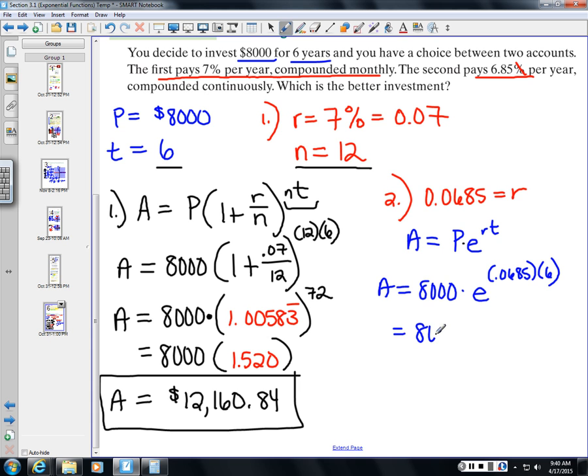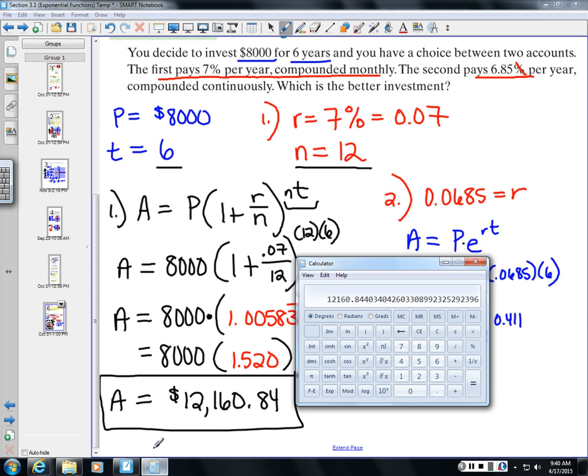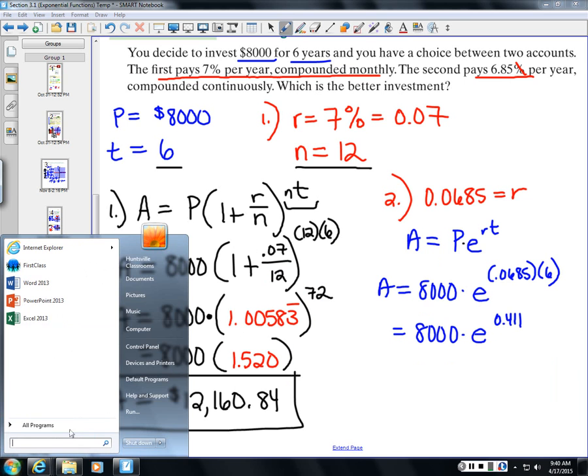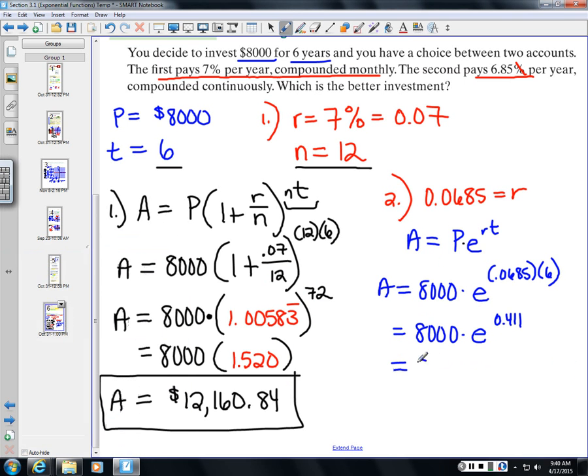On this one, this is going to be 8,000 times e to the 0.411 power. And again, I would take my 0.0685 and multiply that by 6, and we get 0.411. That's a terminating decimal, so I didn't round that. That's exactly what I got. And I'm going to take the e and raise it to that power, which gives me, well, I just clicked off my calculator.